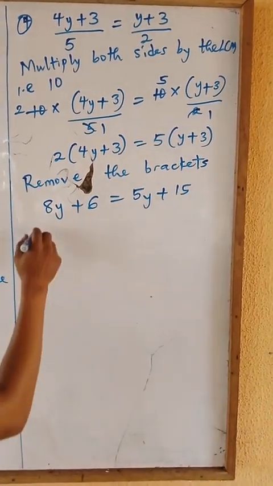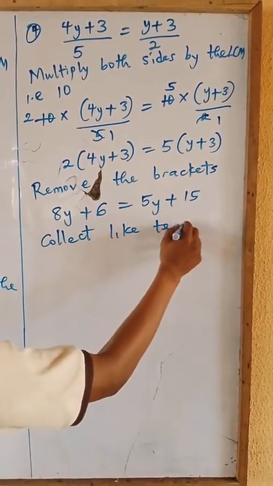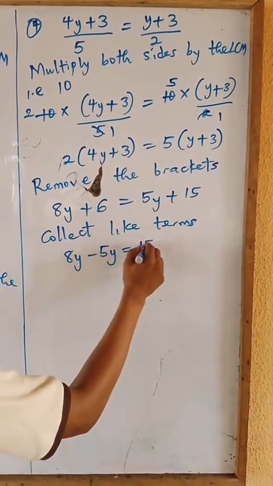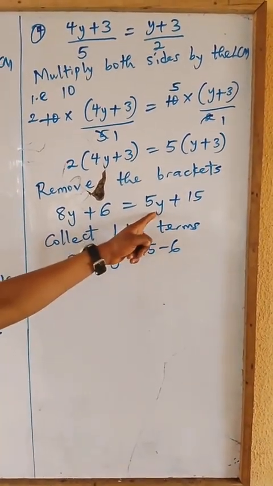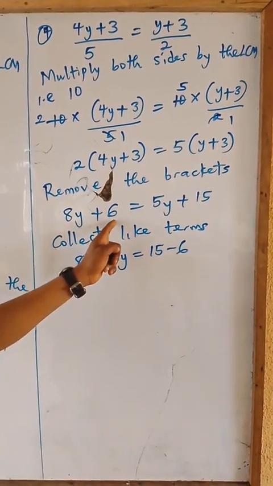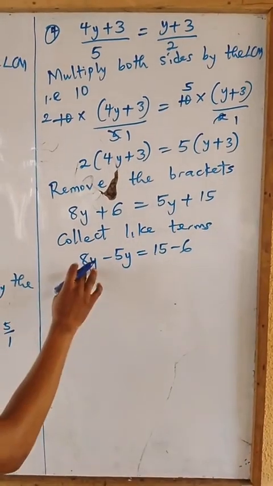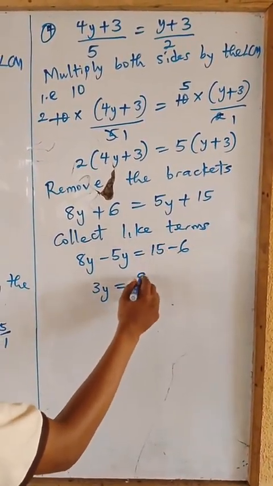Then the next step to take is to collect like terms. Then we are going to have 8y minus 5y is equals to 15 minus 6. Don't forget that when 5y comes to the other side of the equation here, it will be minus, and when plus 6 goes to the other side of the equation, it will also be minus. So 8y minus 5y will give us 3y, 15 minus 6 will give us 9.